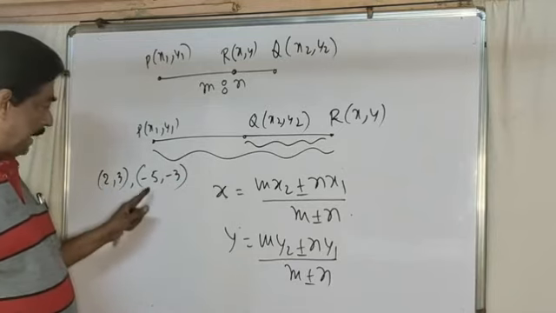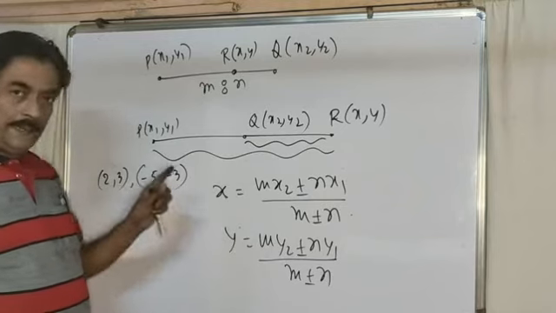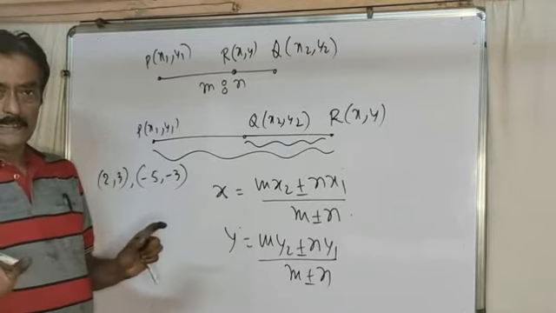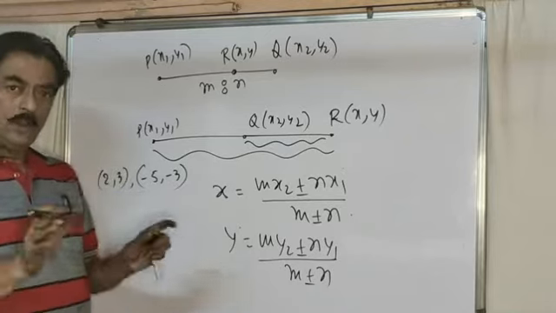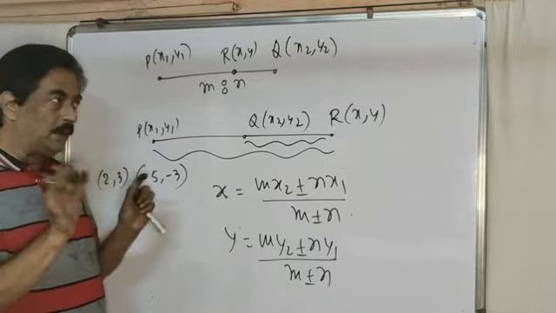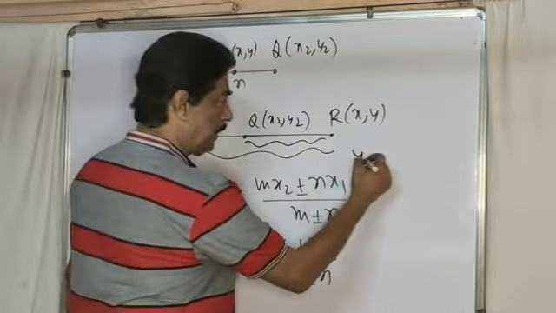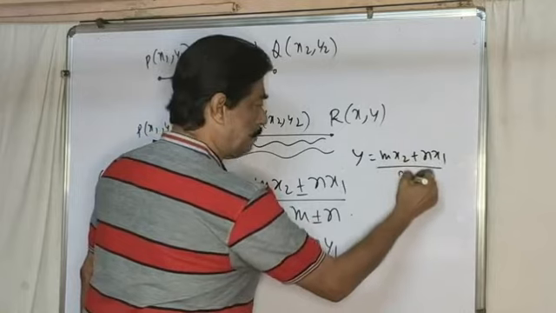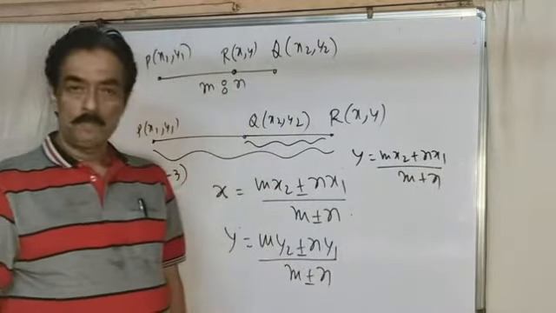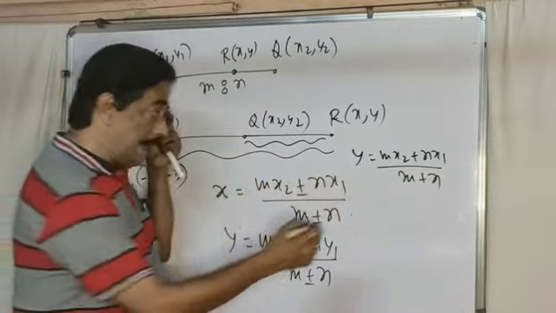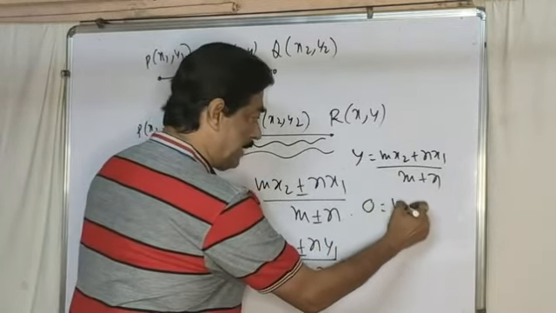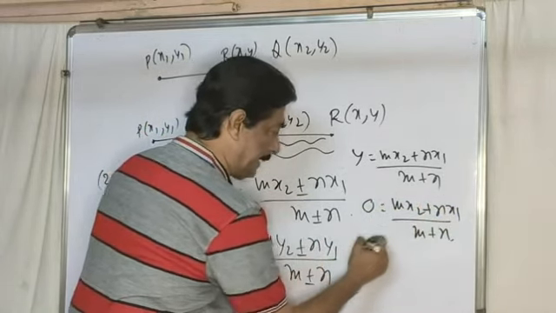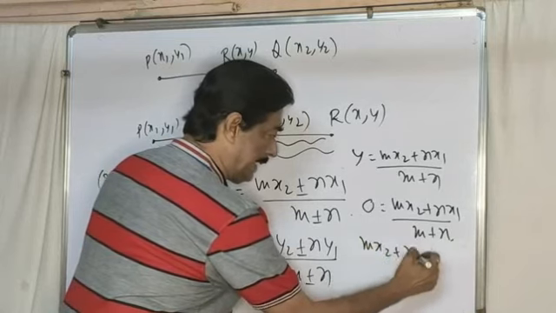If I join (2, 3) and (minus 5, minus 3), the joining line divides by the x-axis. Find out the ratio, whether it is internal or external. I don't know internal or external. On x-axis, y is always 0. So put y equal to (mx2 plus nx1) by (m plus n). I am using the plus formula. X-axis means y equal to 0, so I write y equal to 0. That's equal to (mx2 plus nx1) by (m plus n). So we can write mx2 plus nx1 equal to 0.